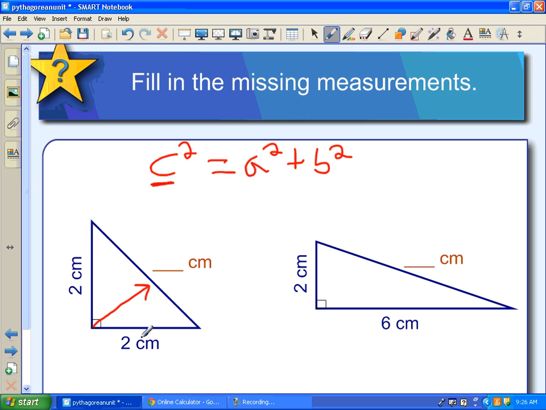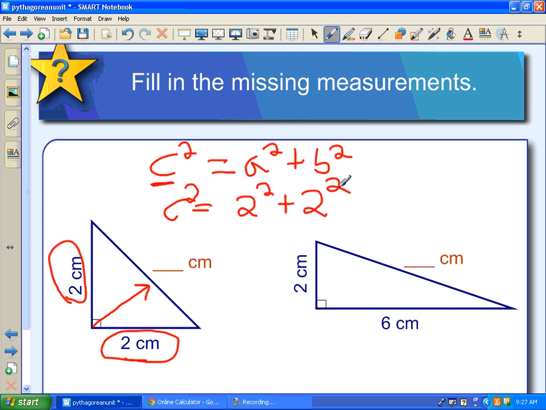Now, I do know a and b. I'm going to pick this one to be a, so I'll put 2 in for this one. So c squared equals 2 squared plus, down here, look at that, that's also 2. 2 squared. Now if I work this out, 2 squared is 4, because 2 times 2 is 4. And 2 squared is 4. So I'm going to end up with this. C squared equals 4 plus 4, which of course is 8.